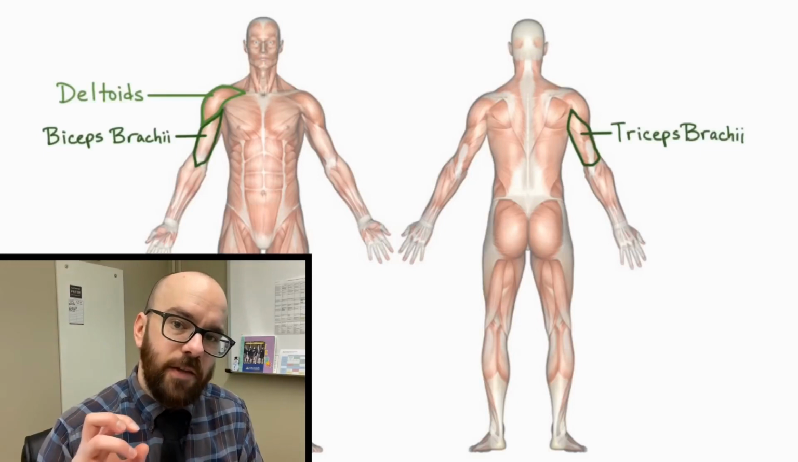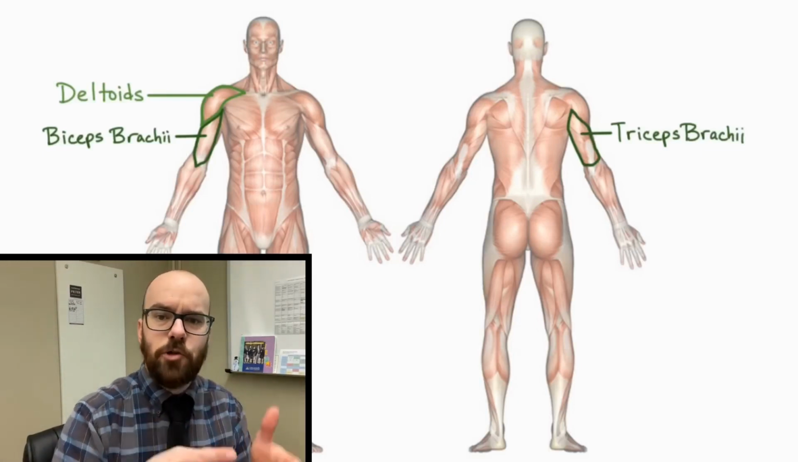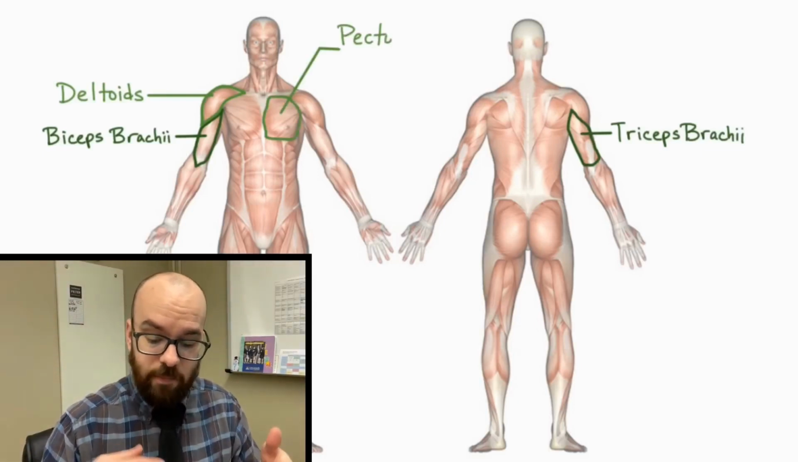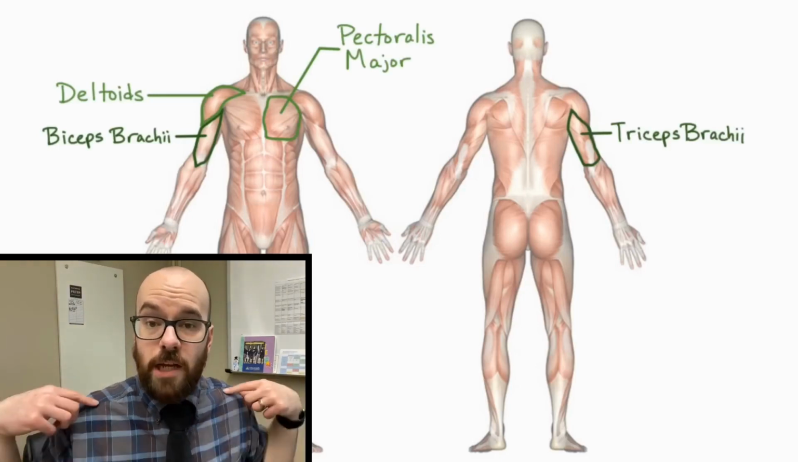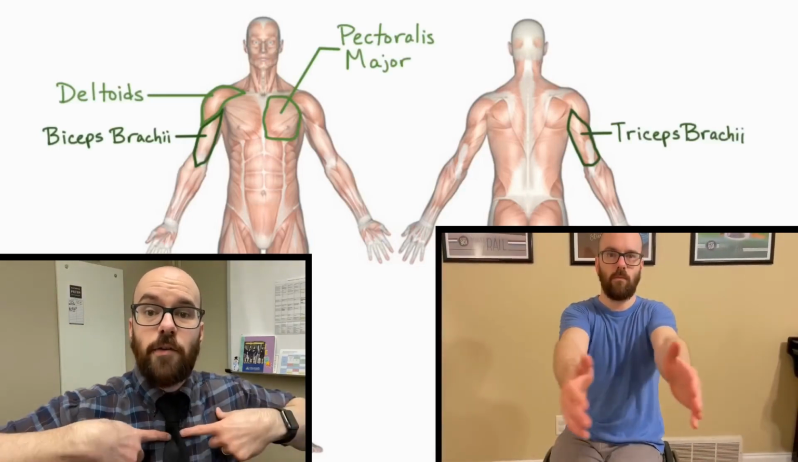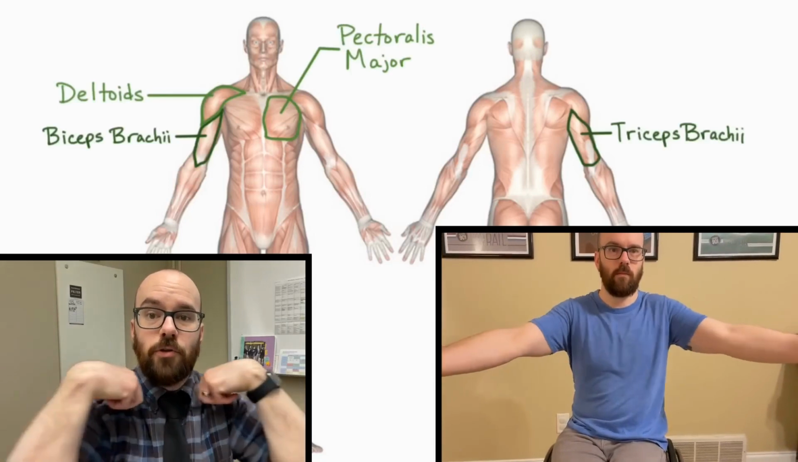Now the antagonist of the deltoid is actually two different muscles, which we'll look at now. First we have the pectoralis major muscle. The pectoralis is going to rotate your shoulders anteriorly. So whenever you contract these muscles right here, it pulls your shoulders forward.